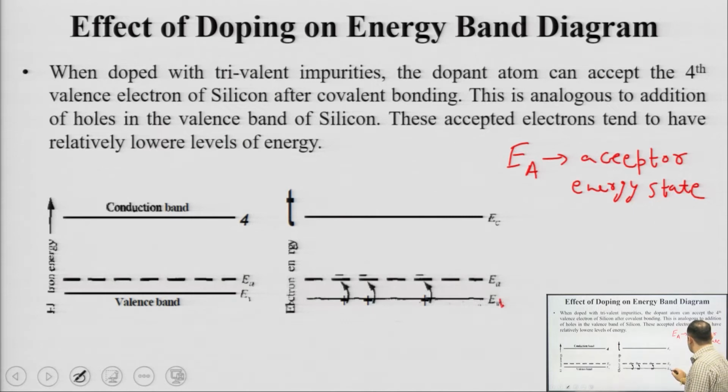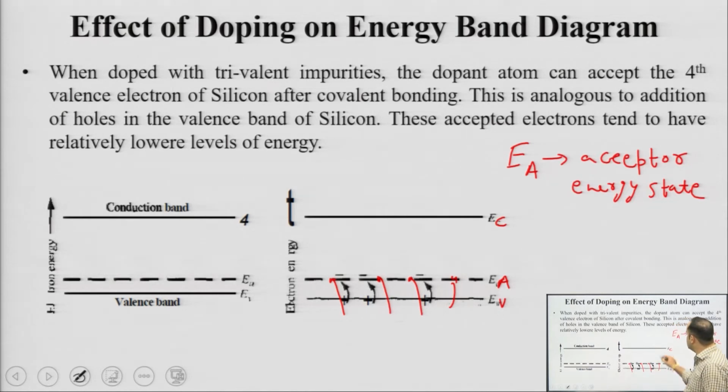Okay. So, this is E_v, this is E_A and this is E_c. So, these electrons in the valence band can very easily occupy these states. Okay. They can very easily occupy these states, and what they leave behind is holes. So, when you add trivalent impurities or p type impurities, you add a lot of holes in the valence band. Okay. After complete ionization, which means every acceptor atom has accepted at least one electron, E_A is completely full, and it leaves an equal amount of holes in the valence band.